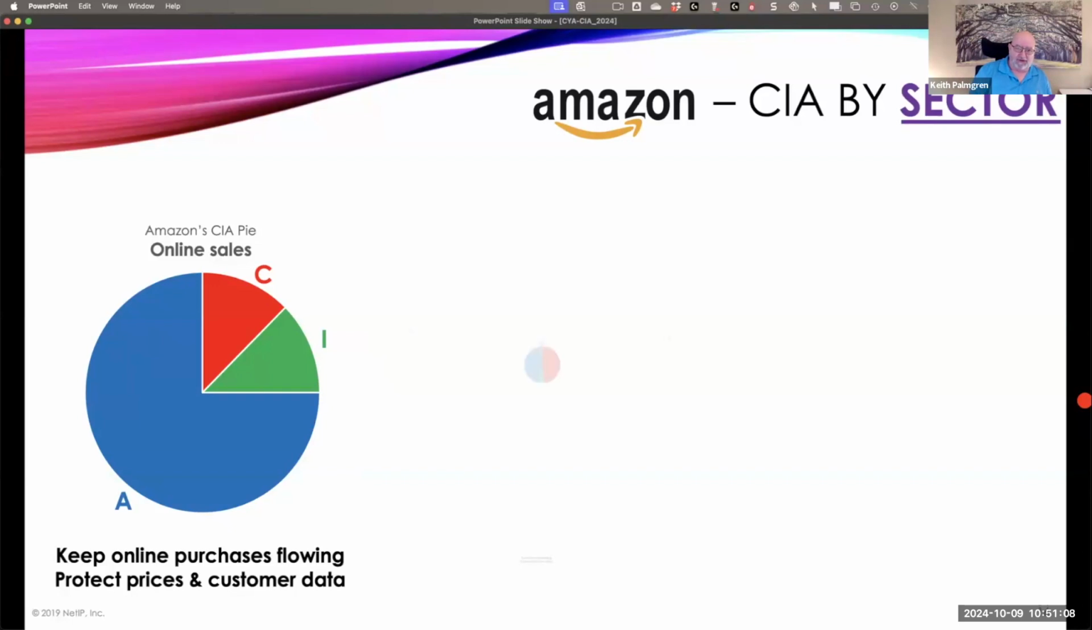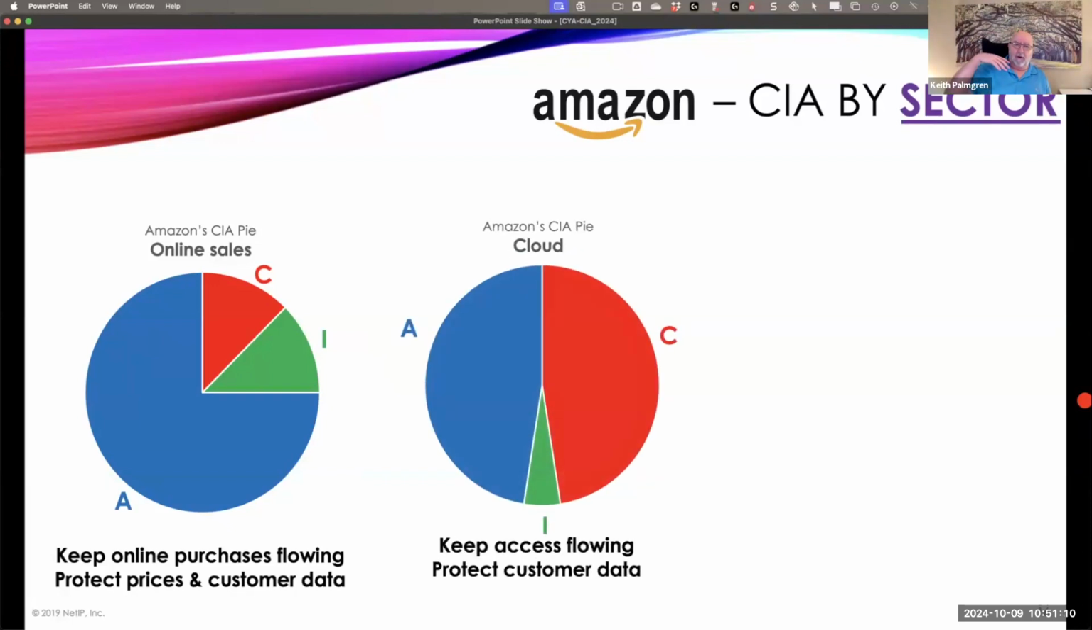They are also the largest cloud provider in the world. And if you look at their cloud pie chart, if you will, availability, I mean, their cloud customers have to be able to access their systems and so on, and confidentiality, protecting the confidentiality of the customer data, that's also going to be important. Integrity. Actually, if you look at the contract with Amazon Web Services, the integrity piece lies mostly with the customer. Amazon has to make sure the tools are available, but doing the integrity protections is primarily on the customer. So I would fashion the pie chart for their cloud service somewhat like that.